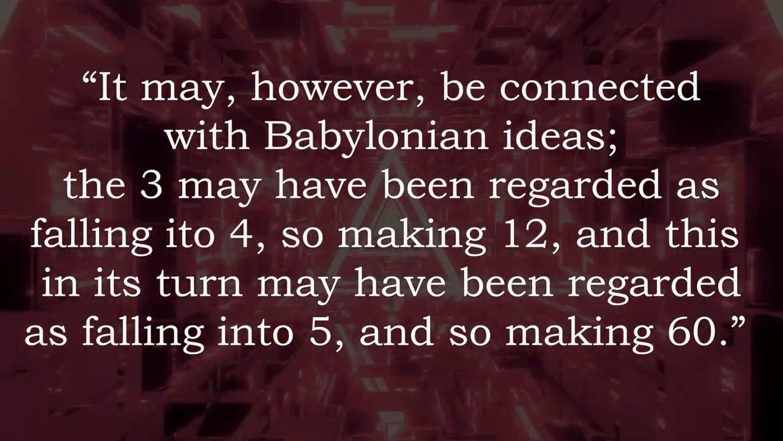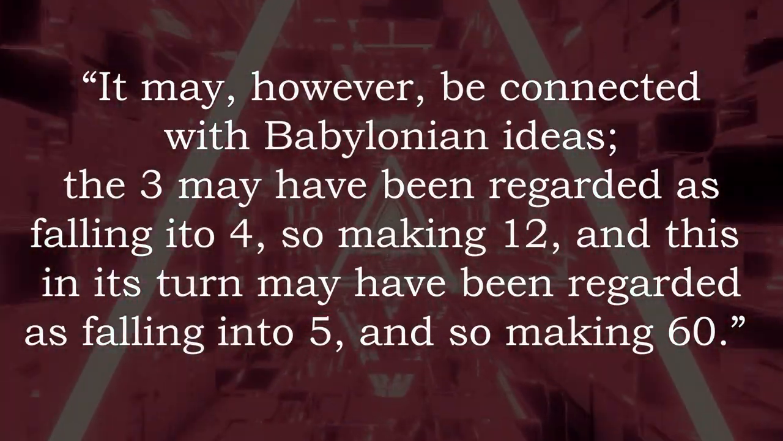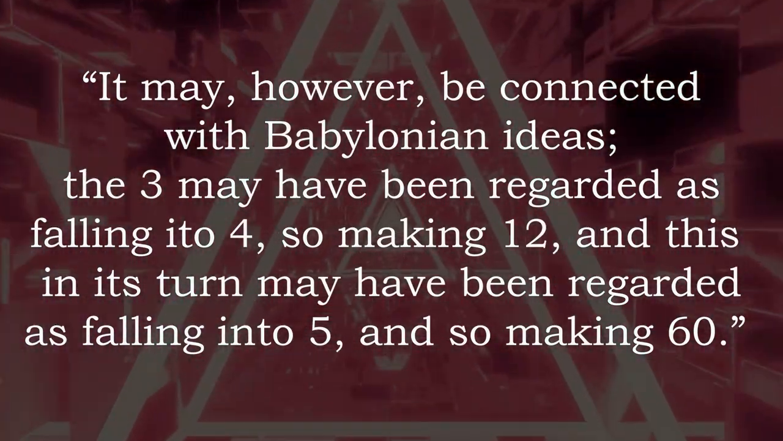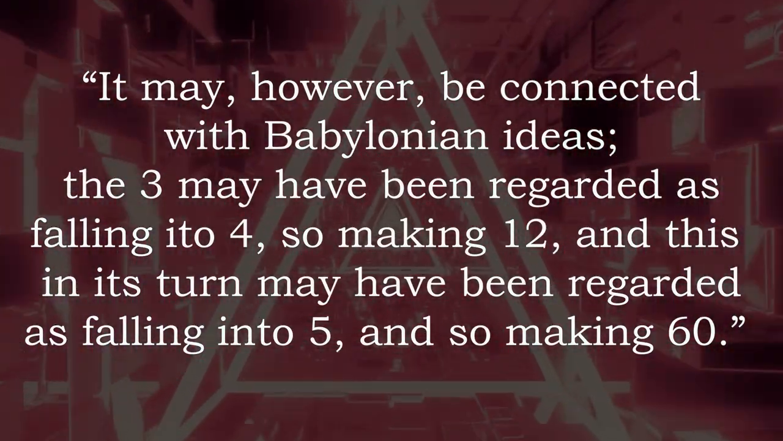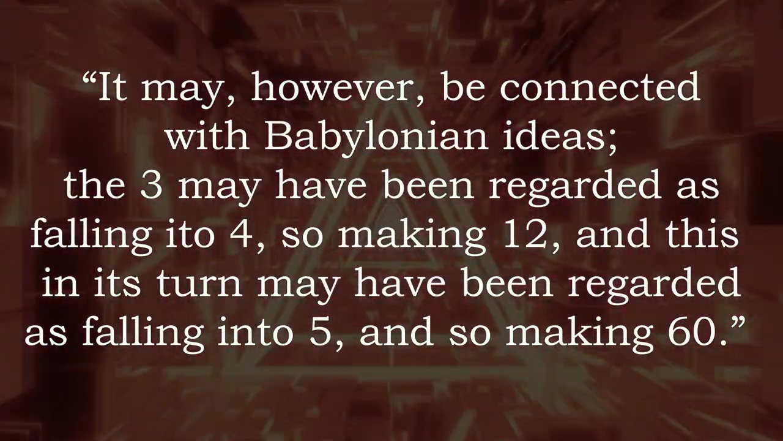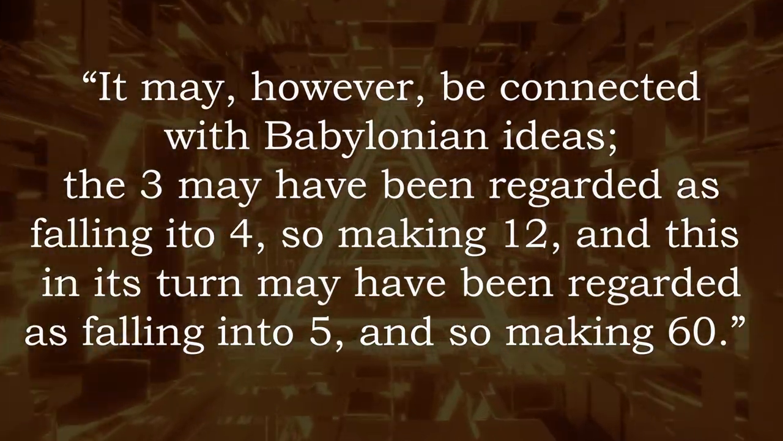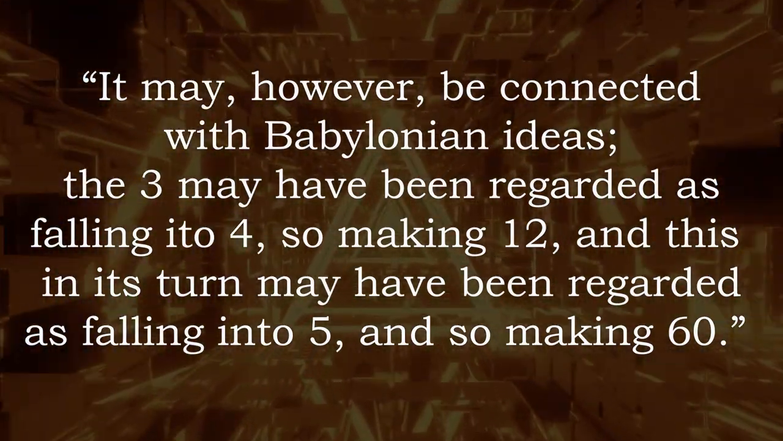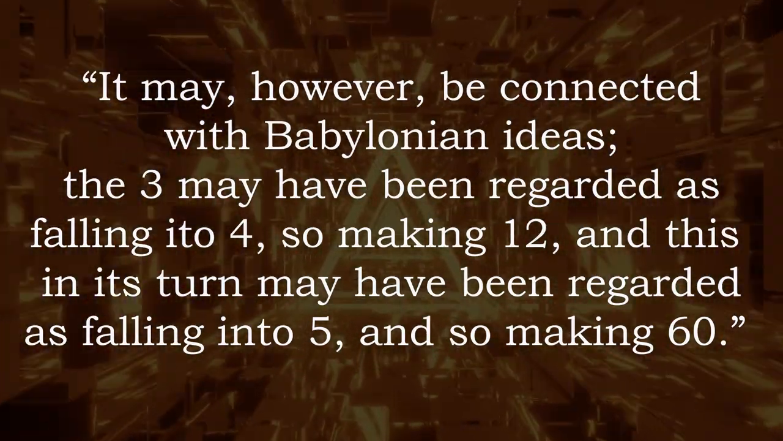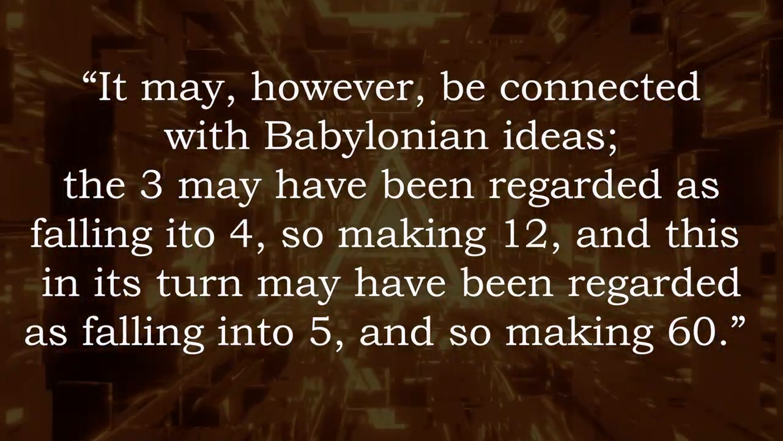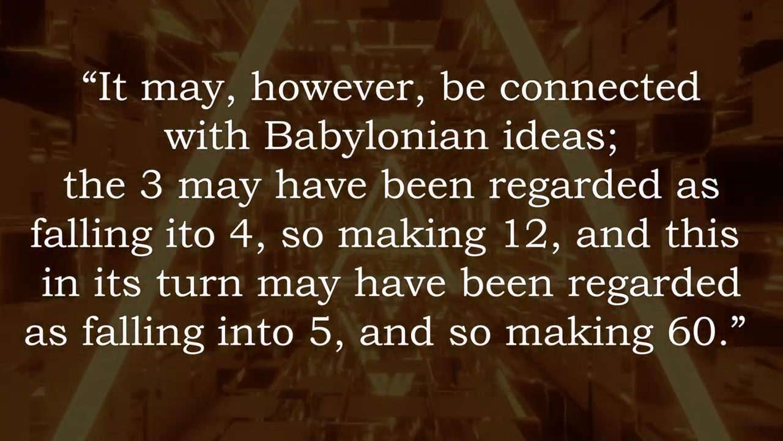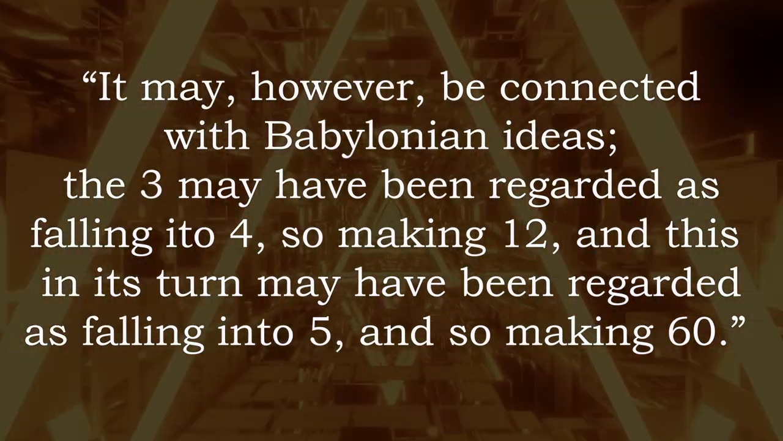The 3 may have been regarded as falling into 4, so making 12, and this, in its turn, may have been regarded as falling into 5, and so making 60. In Babylon, 3 ruled heaven and earth and sea. 12 stood for the signs of the zodiac, by which they regulated time. And 60, owing to the prevailing system of numeration, indicated plenitude. The Babylonians counted by 60s.